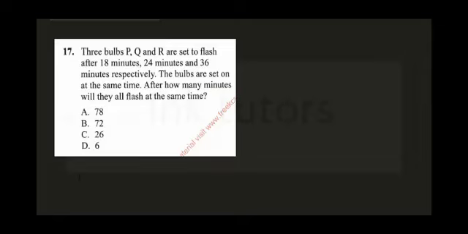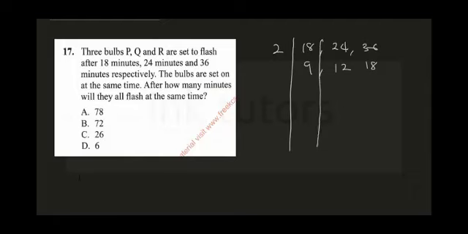So all you do is put 18, 24, and 36. So what divides first? 2. So 9 here is going to be 12, and here is going to be 18. Okay, so let me draw a line, all of them. So put 2 again, 9, here is going to be 6, and here is going to be 9.